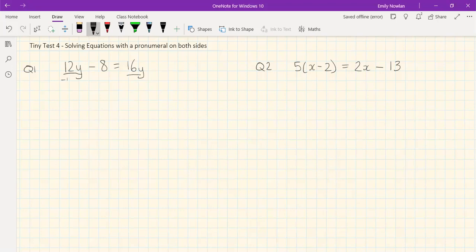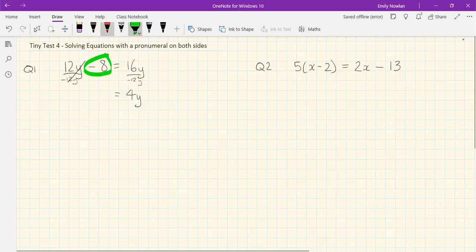12y is smaller, so I'm going to take away 12y from both sides. So it goes all together from there. And on the other side, I've got 16y minus 12y, which is 4y. Now, what am I left with over here? Now, careful, remember when you take stuff away, that sign that's in front of it is connected to that term. So I'm left with minus 8 on that side.